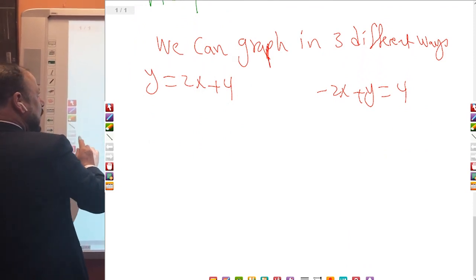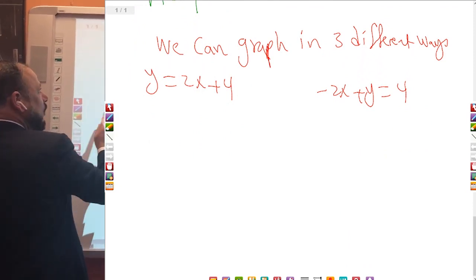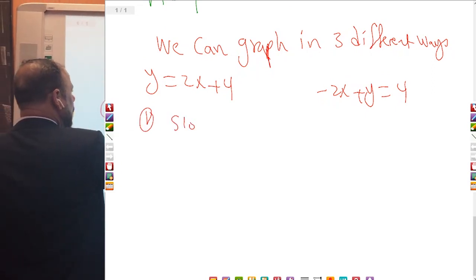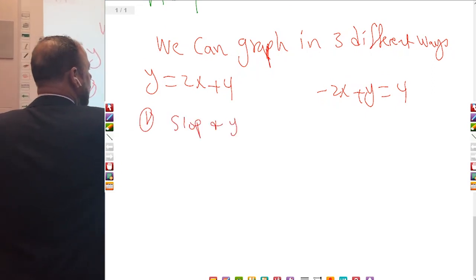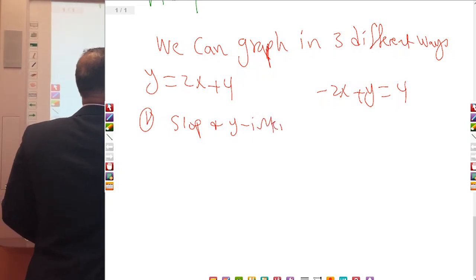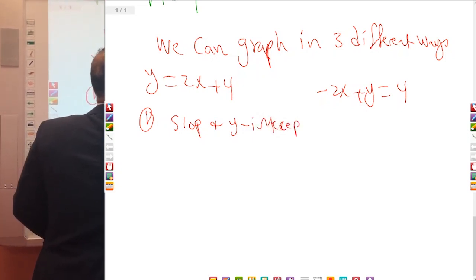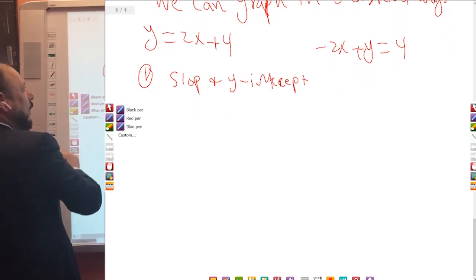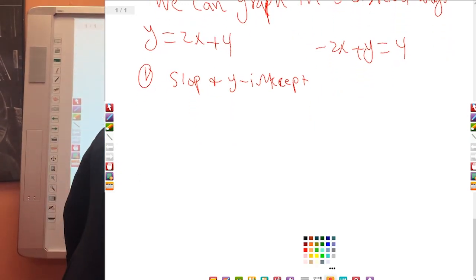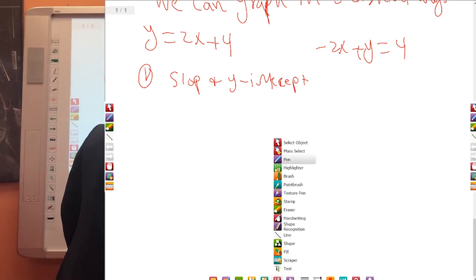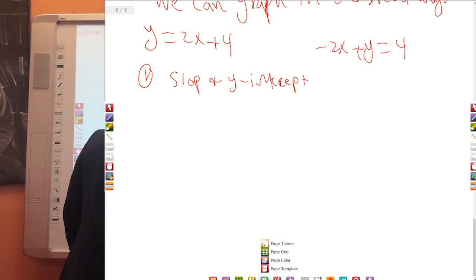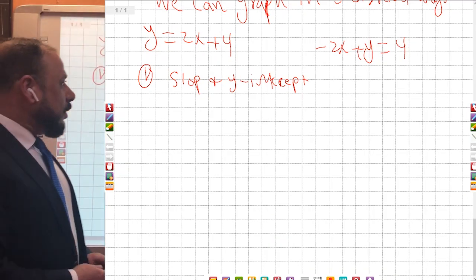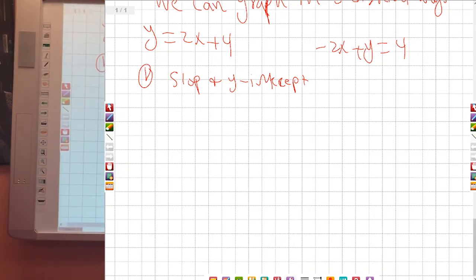Okay, let me graph this one. I'm going to use way number 1, slope and y-intercept. I'm going to use this way to graph. Look how easy to use this way. In this way, I'm going to graph my line.